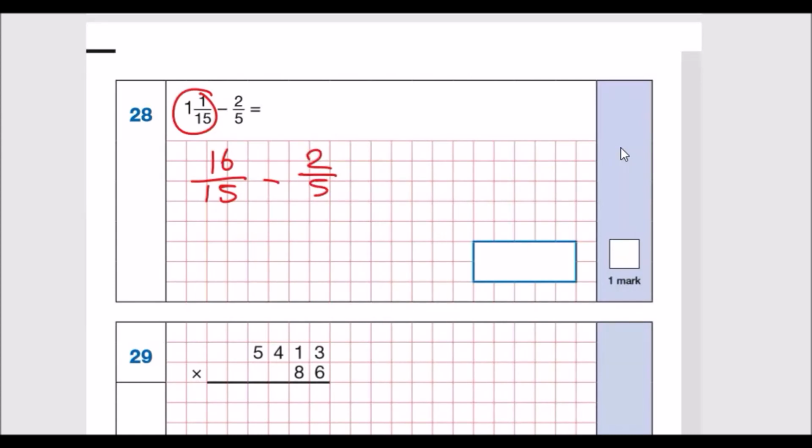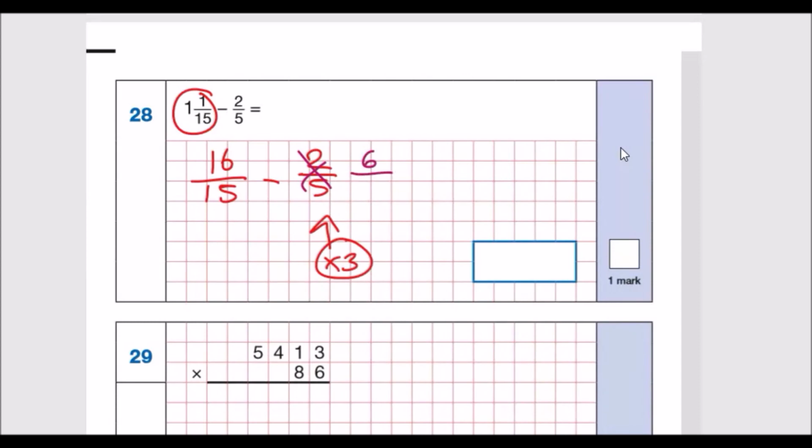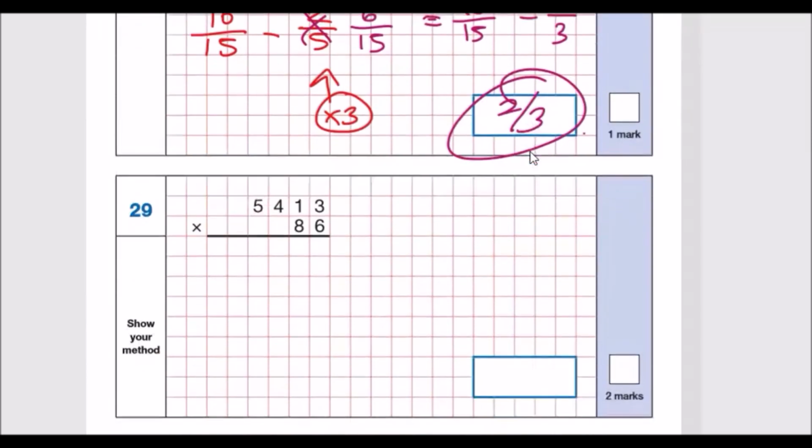Now, because we know that 15 is also part of the 5 times table, this second fraction can become over 15 if we multiply it by 3. So multiplying top and bottom by 3, this entire fraction becomes 6 over 15. So now we've got 16 over 15 minus 6 over 15. 16 take away 6 is 10 fifteenths. And then simplifying this further, you notice you can divide it by 5, and you should get 2 on the top and 3 on the bottom. So 2/3. Don't bother writing this as a decimal because it just looks ugly. Keep it as a fraction, guys.